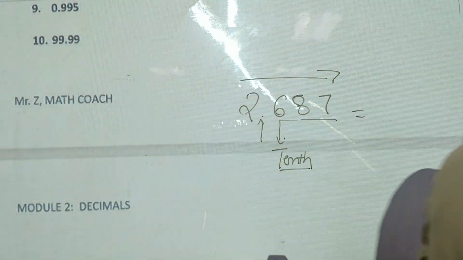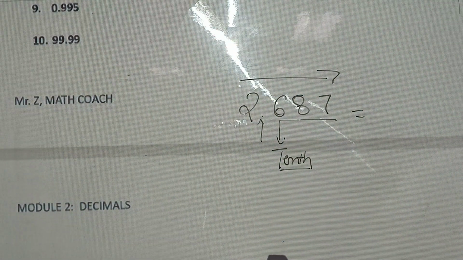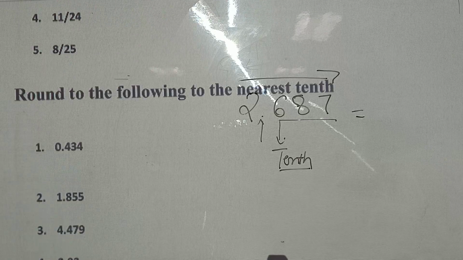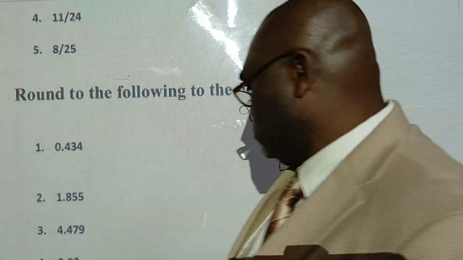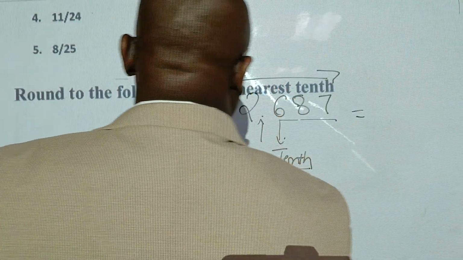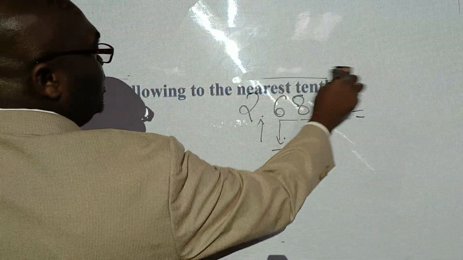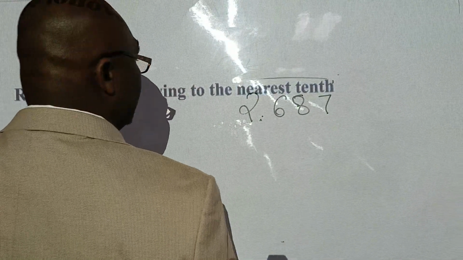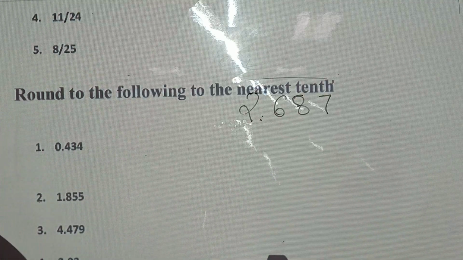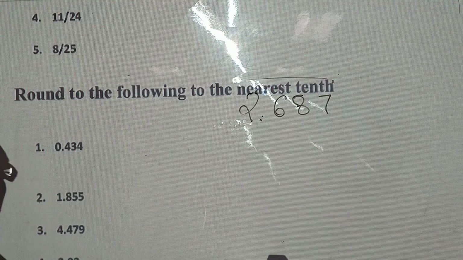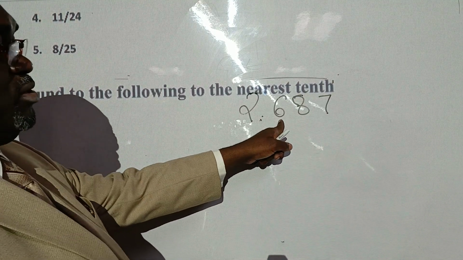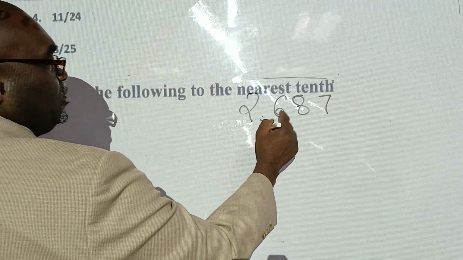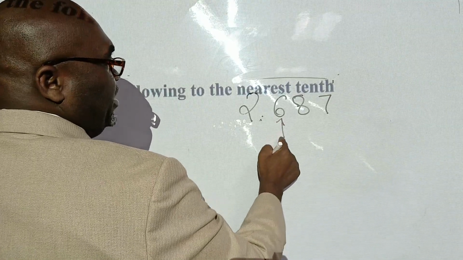So it's critical for you to understand how to round, because if they tell you to round to the nearest tenth, you're supposed to know where your tenth is. Because if you don't know, you will be stuck. All right, so let's deal with this right here. Let's say round this to the nearest tenth. So my tenth place is right there.